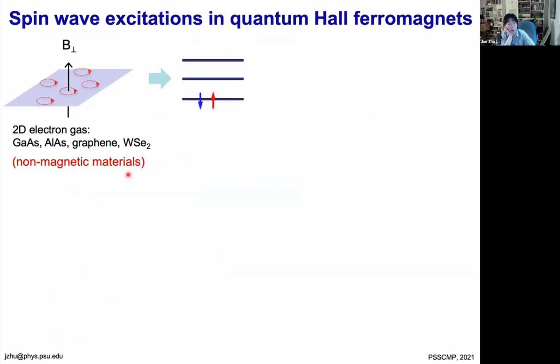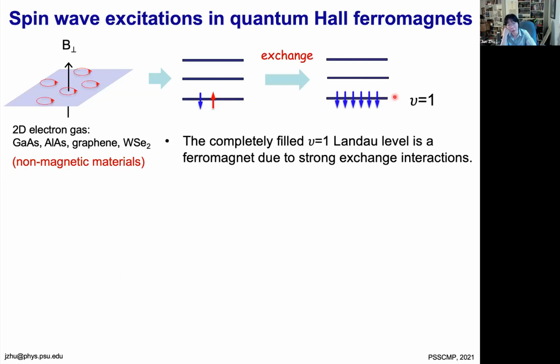So I work on two-dimensional electron systems, gallium arsenide in the past, now graphene. So these aren't magnetic, but if you put a perpendicular magnetic field, they form Landau levels. And as I mentioned earlier, these are flat bands that support very strong interactions. For example, if you look at ν=1, the last Landau level of a two-dimensional system, even if you have a very small Zeeman energy, because of that interaction, spins would spontaneously polarize into the same direction. So you got yourself a ferromagnet.